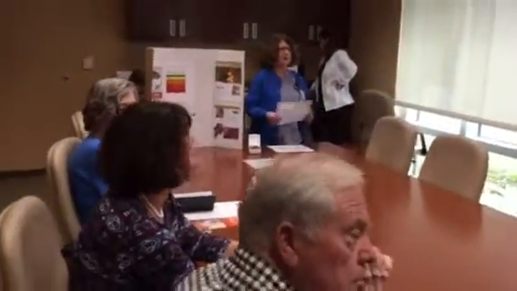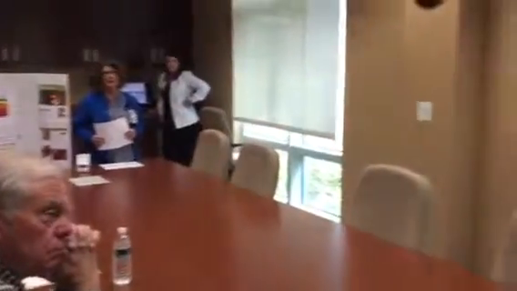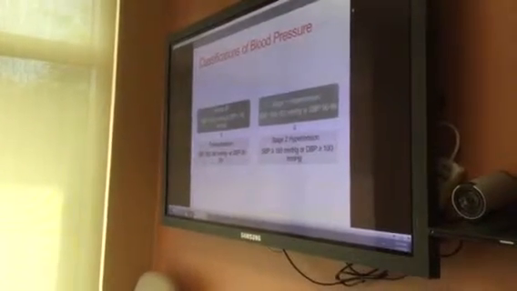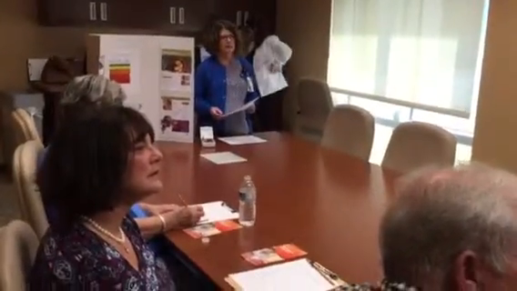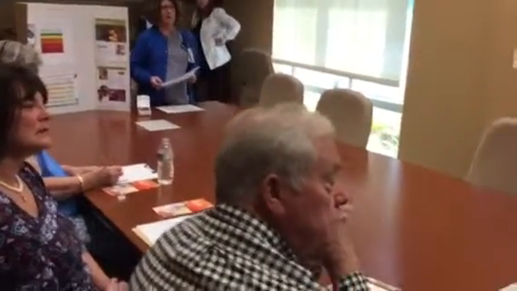So this slide shows classifications of blood pressure. A normal blood pressure is less than 120 for the top number and less than 80 for the bottom number. Pre-hypertension starts with the top number at 120 to 139 and the bottom number 80 to 89. If you're diagnosed with stage 1 hypertension, the top number is 140 to 159, or the bottom number is 90 to 99. Stage 2 is greater than or equal to 160 for the top number and greater than or equal to 100 for the bottom number.